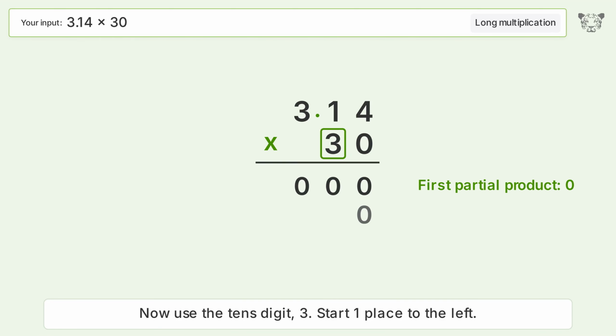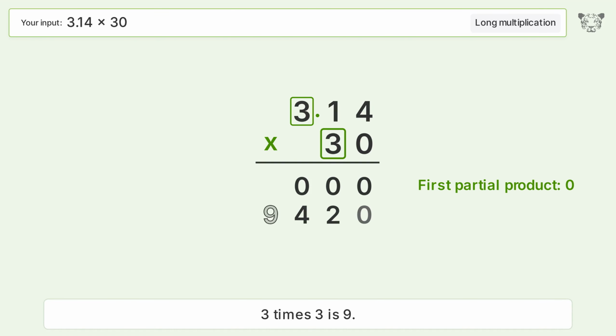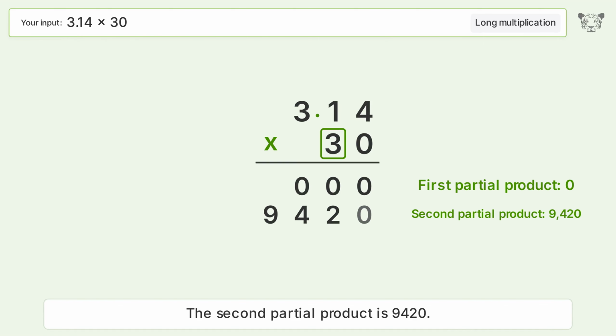Now use the tens digit, 3. Start one place to the left. 3 times 4 is 12. Put 2 in this column and carry 1. 3 times 1 plus the carried 1 is 4. 3 times 3 is 9. The second partial product is 9,420.